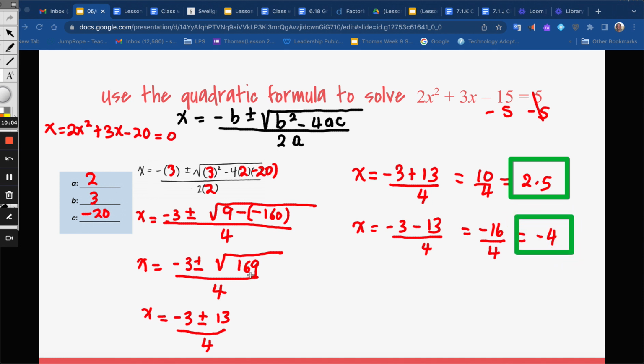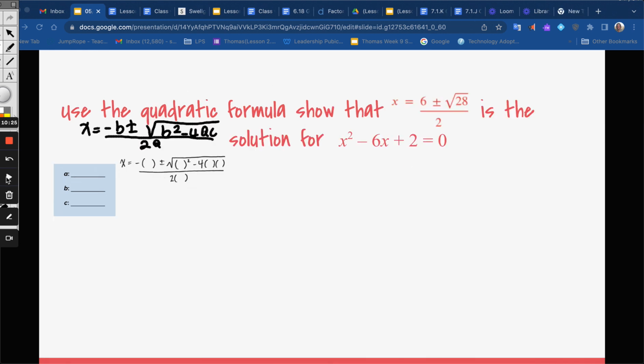Now, in the event that you get a number under the radical that is not a perfect square, which is kind of what I was going for in this case, what you do is you can leave the answer under the radical sign, or you find the square root and round it to 2 decimal places. So generally that is what you would do.